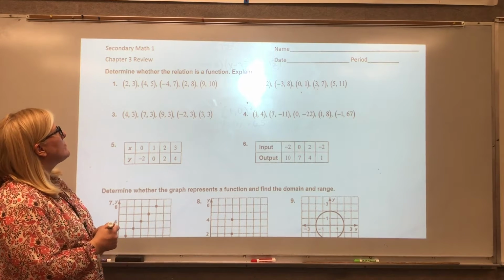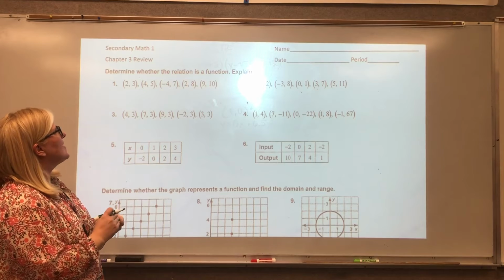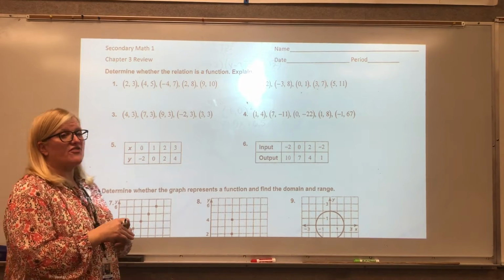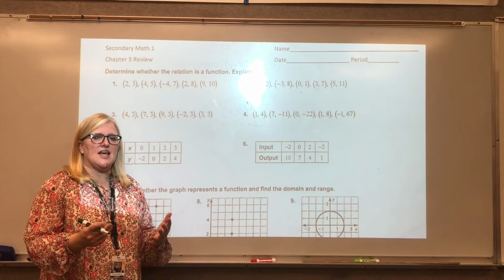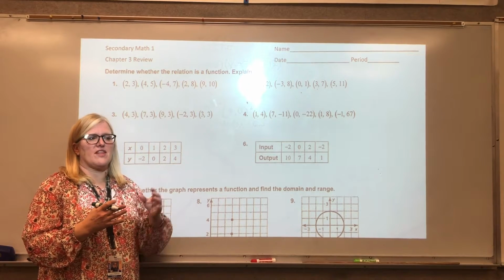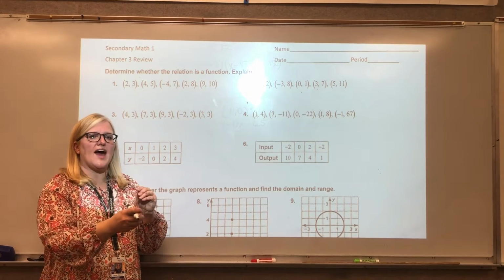Okay, so first problem. The instructions say, determine whether the relation is a function. And then you need to explain. Remember that a function is something that for every input you get one output.